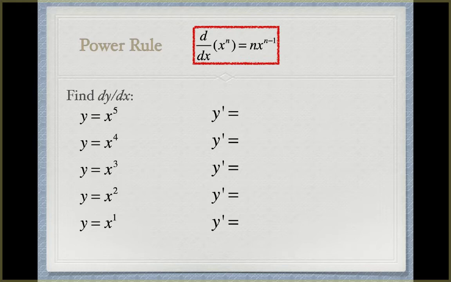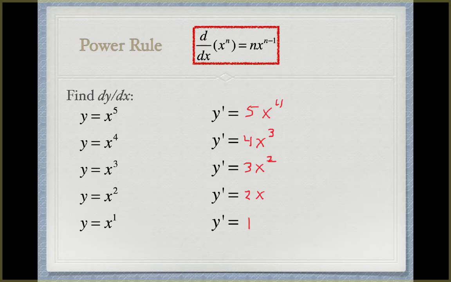So when we have y equals x to the 5th, 5 is n, so we bring 5 to the front, and we get x to the 4th power, because we take 5 minus 1 and we get 4. If we have x to the 4th, again, we bring that out front for the n, and then our variable is x, and then 4 minus 1 is 3. For x cubed, we bring the 3 out front, we subtract 1 from the exponent, and we get 3x squared. For x squared, we bring 2 out front. 2 minus 1 is x to the 1st, or just 2x. And then the derivative of x to the 1st is just 1.